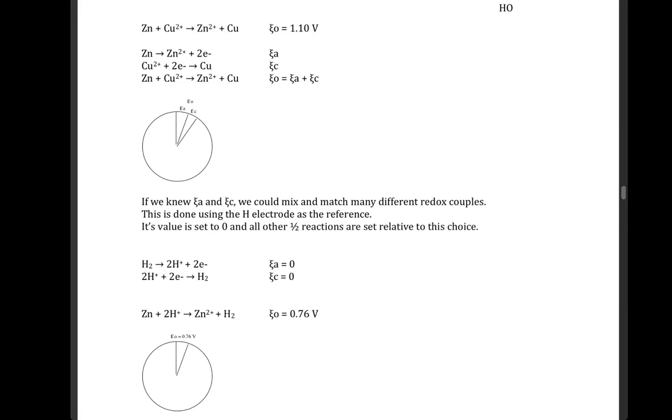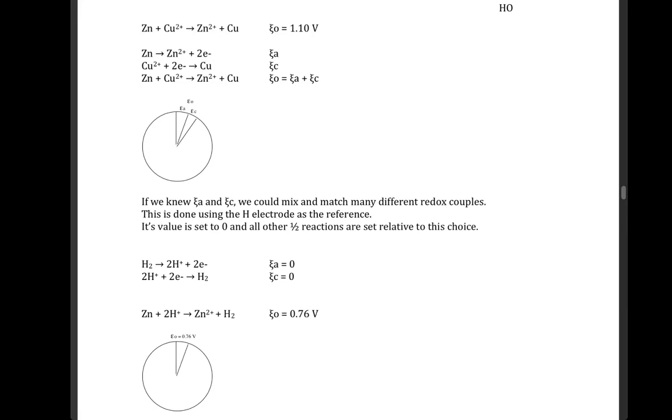Okay, our next page. So there's the reaction. Zinc plus copper 2+ forming zinc 2+ plus copper. The potential of 1.10 volts at standard conditions. The reaction occurring at the anode, so the potential sub A is zinc yielding zinc 2+ plus 2 electrons.